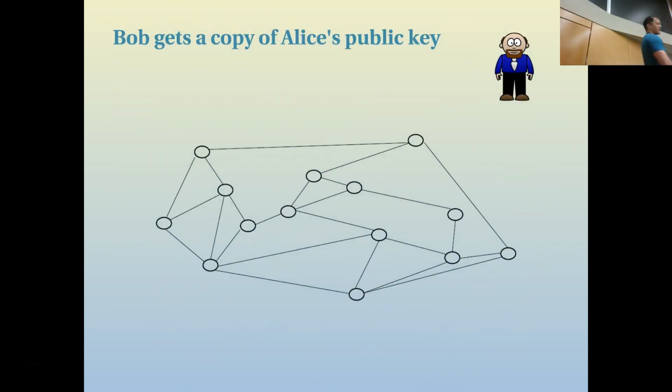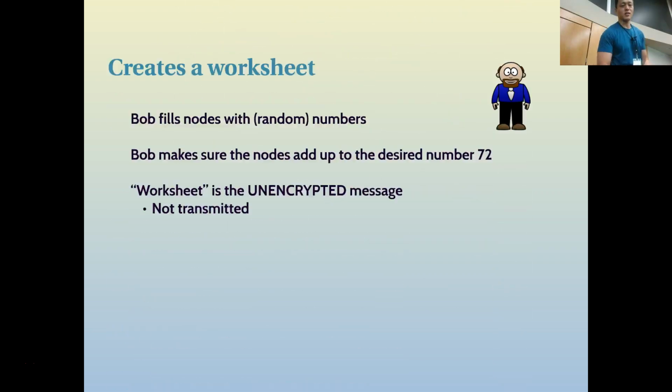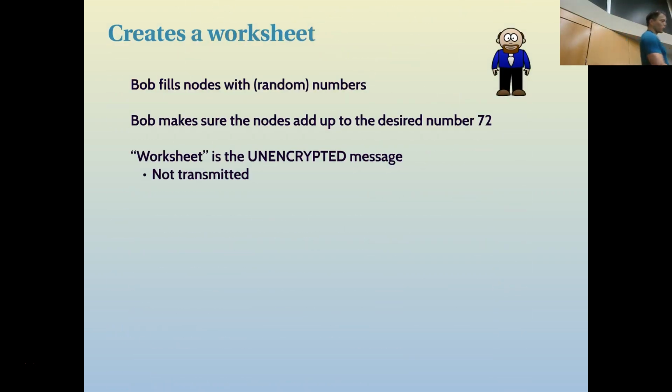So Bob gets a copy of this public key, and he's going to run an algorithm. The algorithm he's going to run is he's going to create this worksheet that's based on this graph, where he takes that public key and fills it with a bunch of random numbers. The random numbers will all add up to 72, that letter that he wants to encrypt. So 72 is capital H. He makes sure that those random numbers add up to 72.